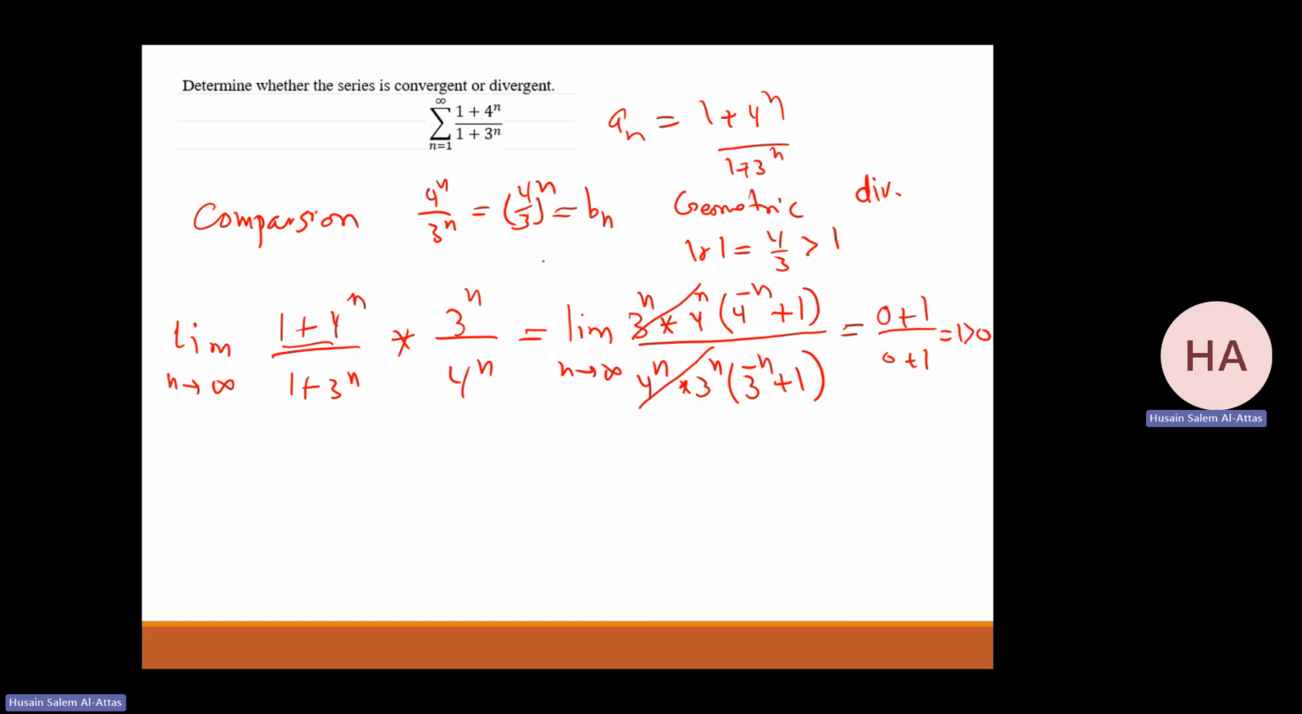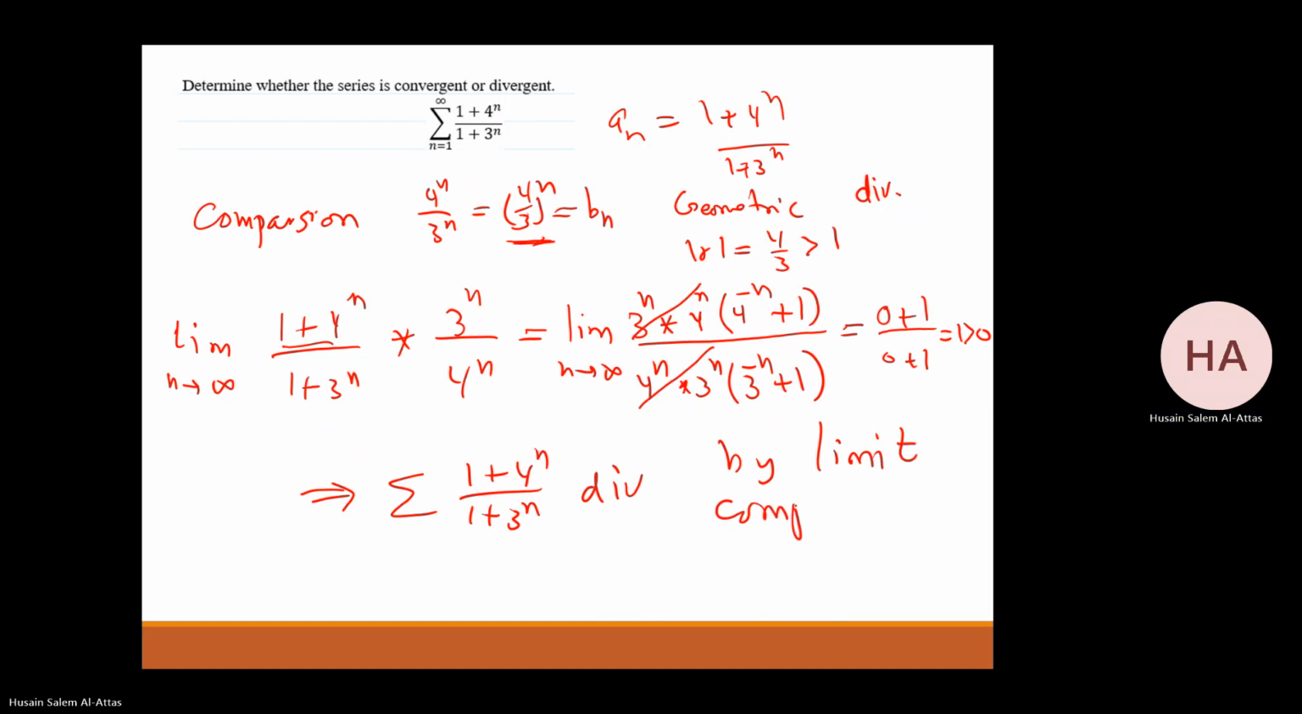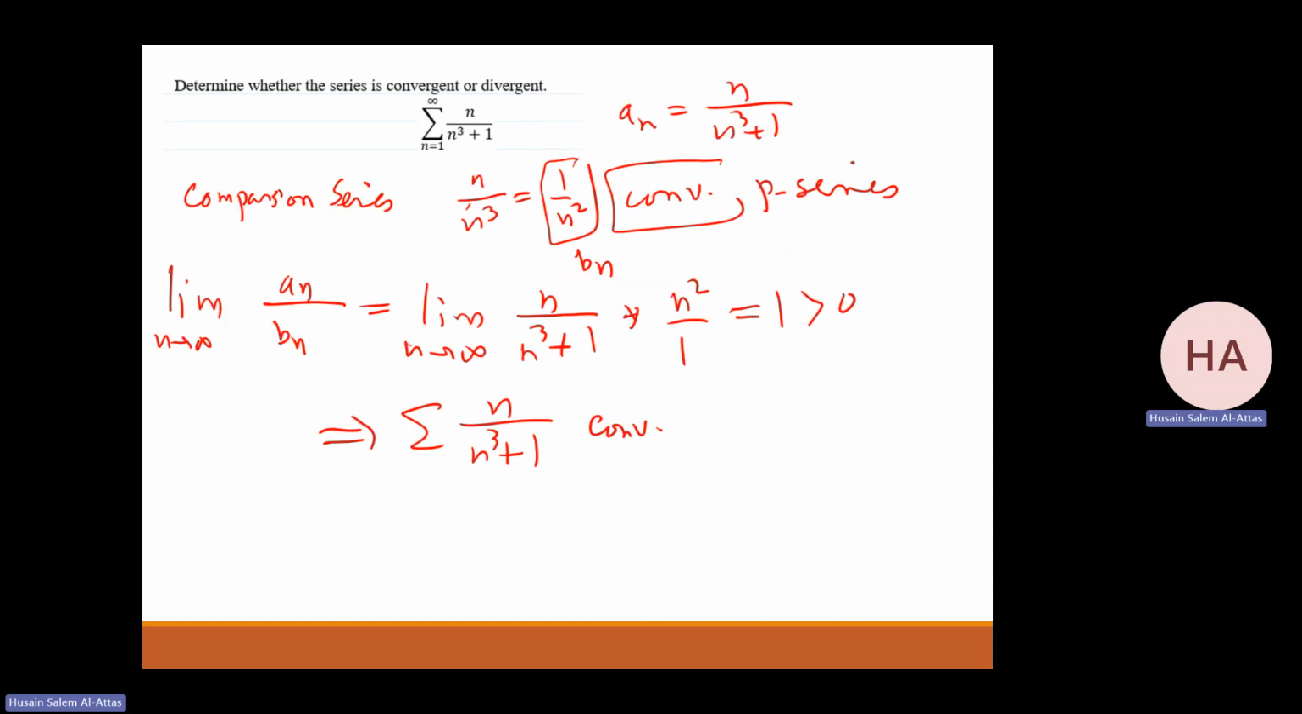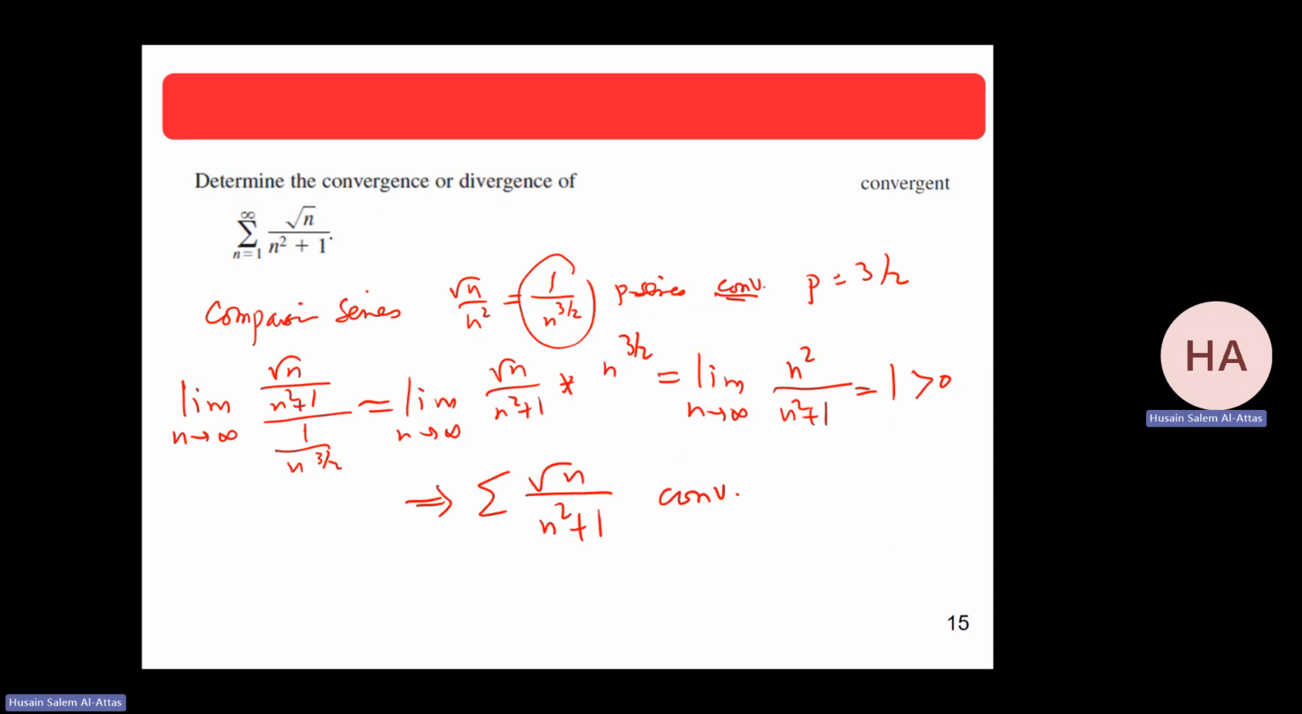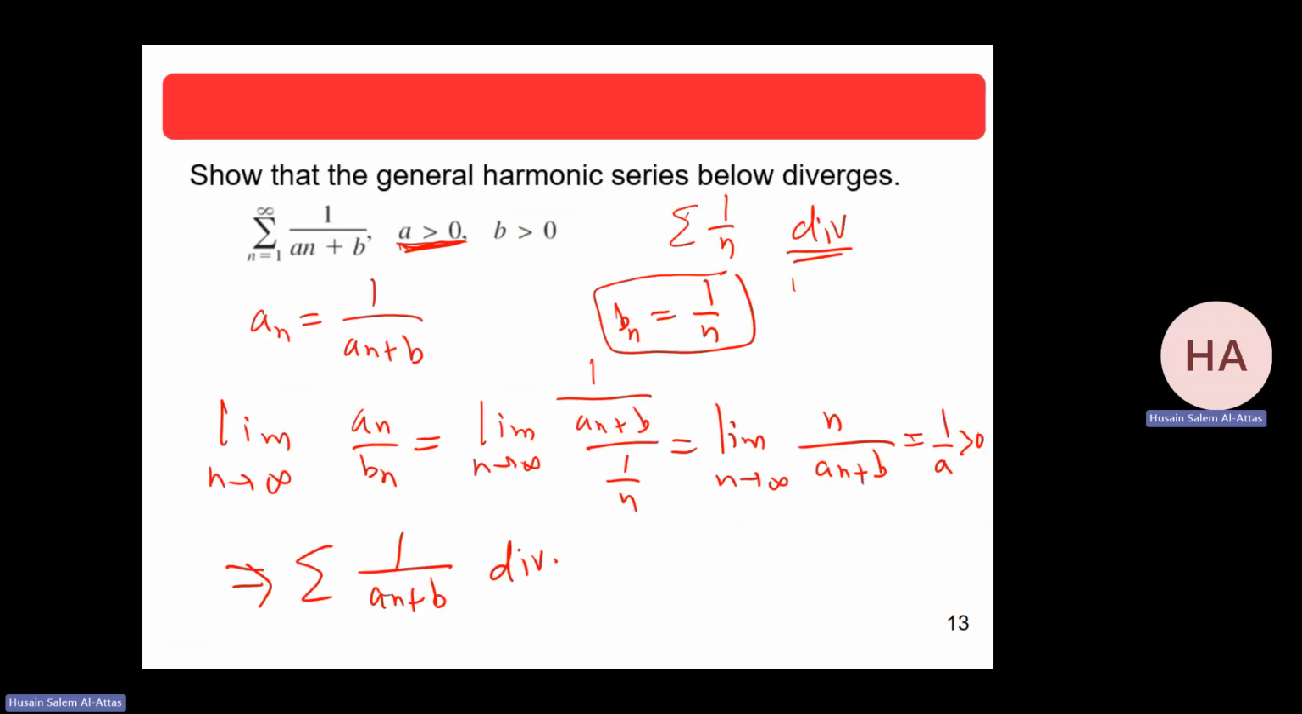Positive. So, I know this series diverges, so the other series will diverge too, by the limit comparison test. By the way, I use this test for all of these examples. All of these examples, I'm using the limit comparison test, which I think is easier.